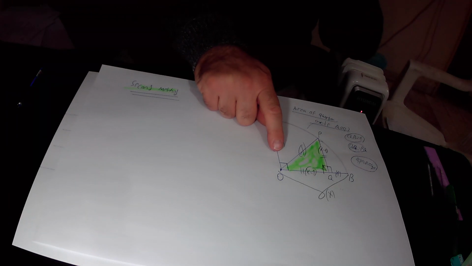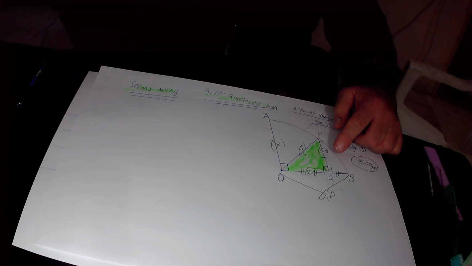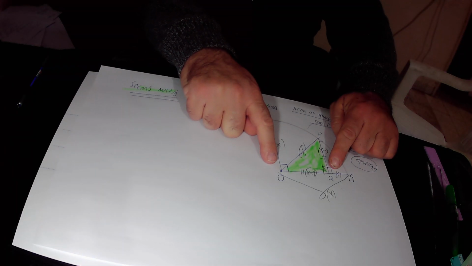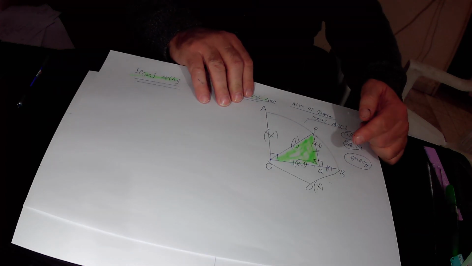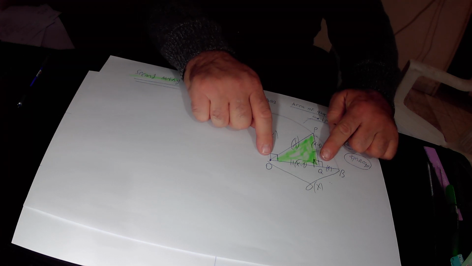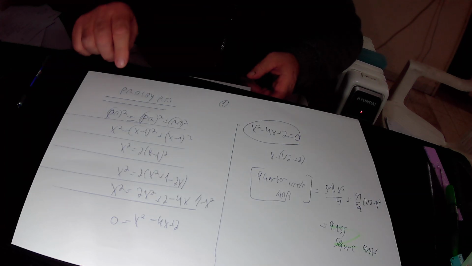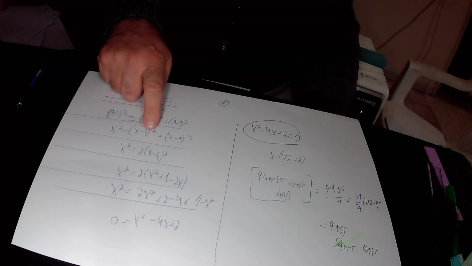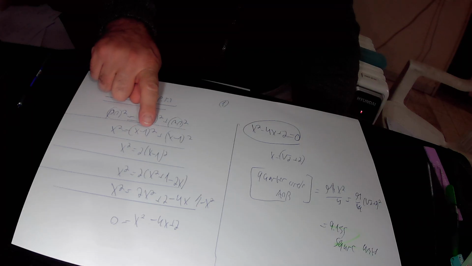PO is x, therefore PO squared is x squared, plus PQ squared. PQ is x minus 1, therefore PQ squared is (x minus 1) squared, plus OQ squared. OQ is also x minus 1, so OQ squared must be equal to (x minus 1) squared. So in total, we found that x squared equals (x minus 1) squared plus (x minus 1) squared, that is 2 times (x minus 1) squared. So x squared equals 2 times (x minus 1) squared.